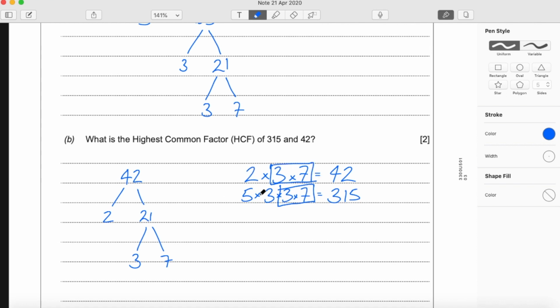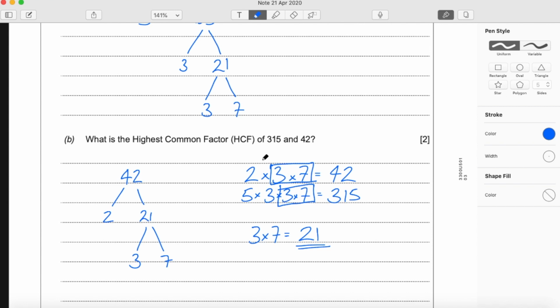There's only a 2 here, there's no 2 here. There's a 3 here, but there's not another 3 here. So 3 times 7 is common in both. 3 times 7 we know is 21. So 21 is the highest common factor of 315 and 42.